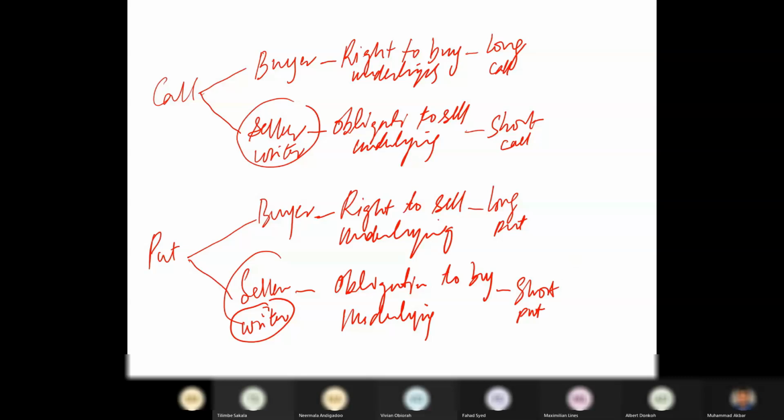Now, if you are long the call, you are long the underlying, and it is a bullish strategy. Buying a call, because you expect the price of the stock to go up, and that means that you expect the price of the call to go up. So you are having a long position in the call, and you are having a bullish strategy, which means your expectations are that the stock price or the price of the underlying will go up.